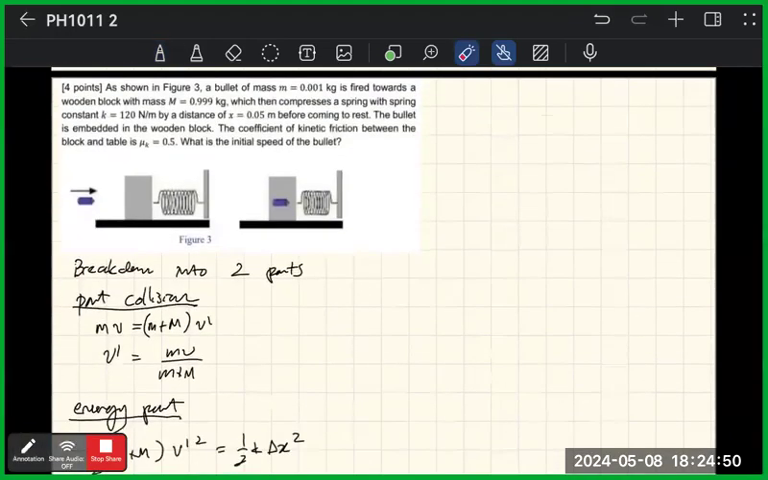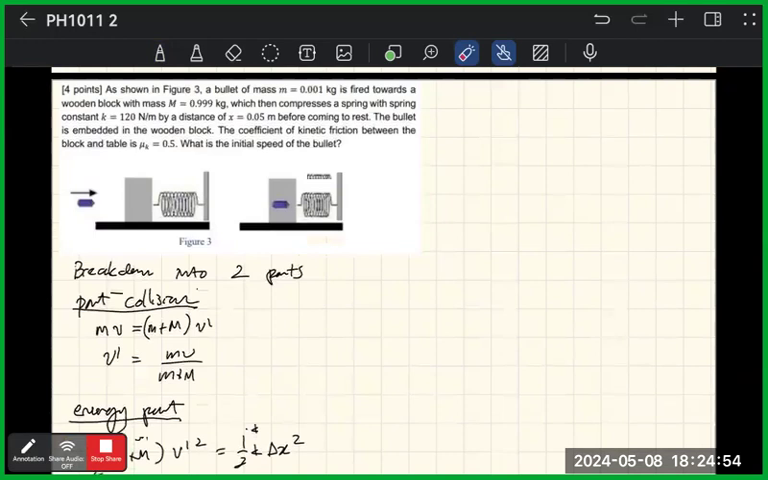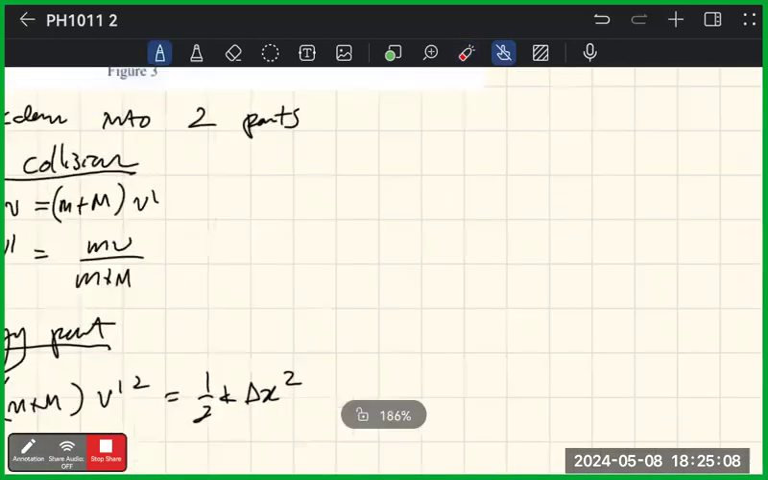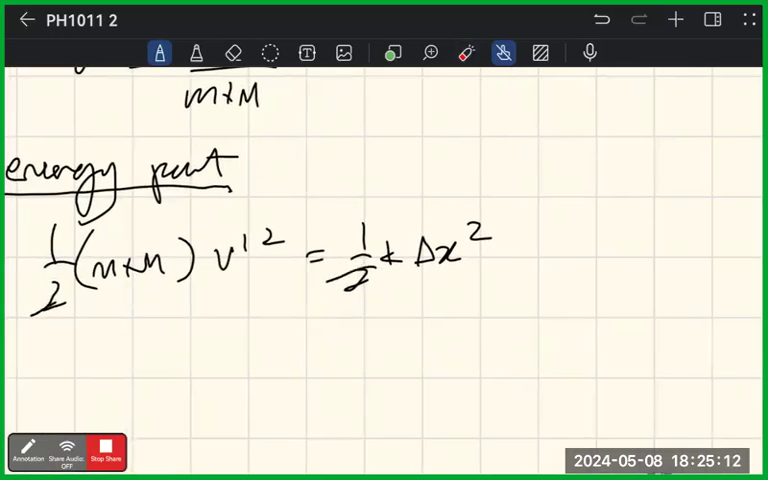Why don't we have kinetic energy at the end? Because in the end, you want the maximum distance it moves. Because it moves by that much, at the end of the movement it has to be stationary, right? There will be no kinetic energy. Thus, we can cancel out this half. So v prime squared equals k delta x squared over (m plus M).